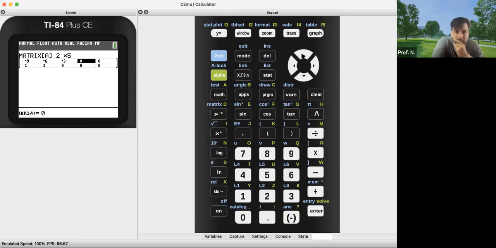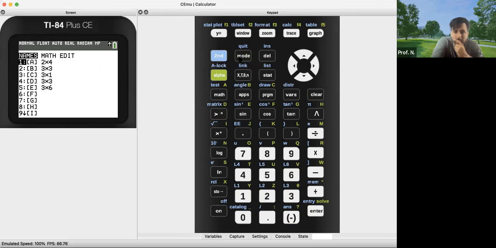Oh, whoops, it should be 2x4. Pardon me. It should be a 4, not a 5. -3, and then we got 6. We got 3. We got 2. We got 1. -2. Then quit. We go back to matrix.